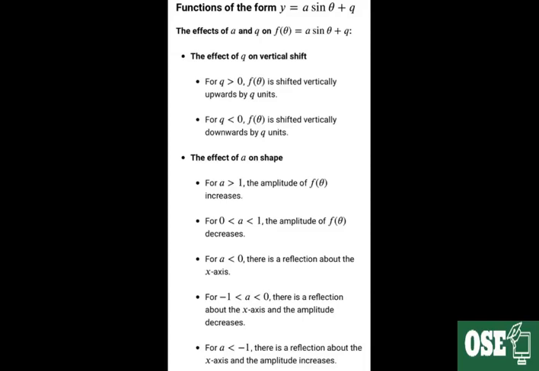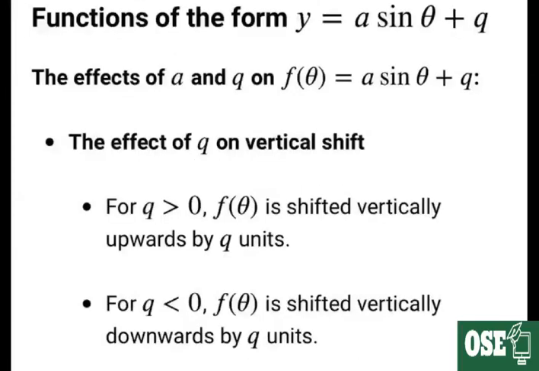So when q is greater than 0, so when q is positive, the graph shifts upwards. So if now we have sine theta plus 2, the graph will move 2 units upwards. So now instead of the amplitude being at 1, the highest point will be at 3. I hope I'm making sense.